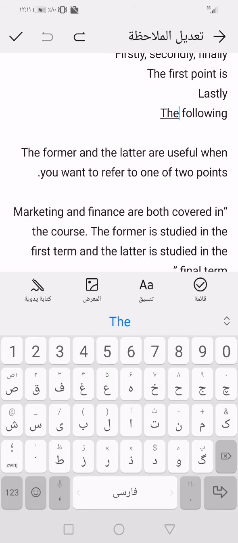The former and the latter are useful when you want to refer to one of two points.